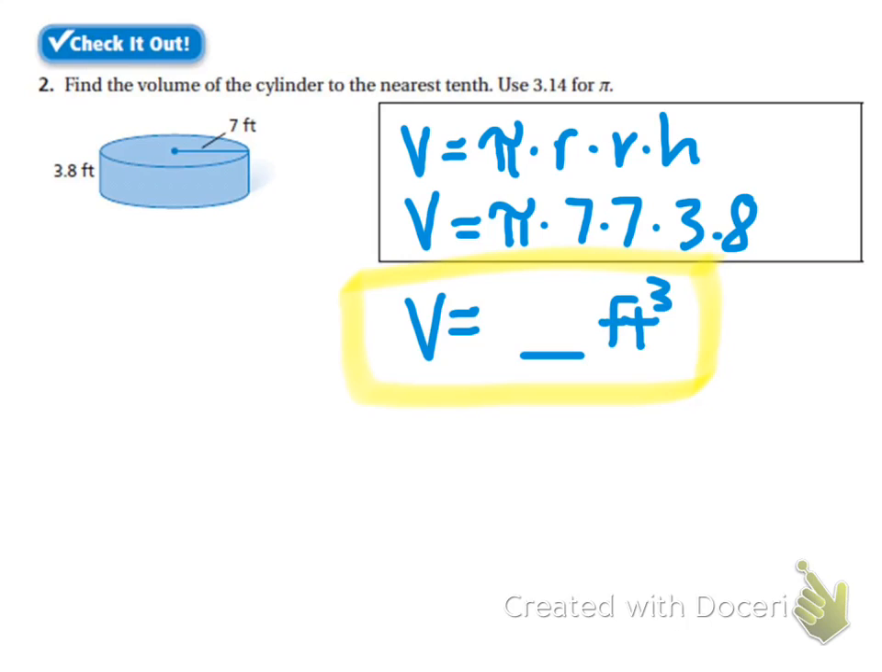Okay, you should have written on your paper pi times r squared times h. So pi times 7 times 7 times 3.8 is, Mr. Jack? 584.7. That is correct. Feet cubed. Don't forget the feet cubed. Excellent.